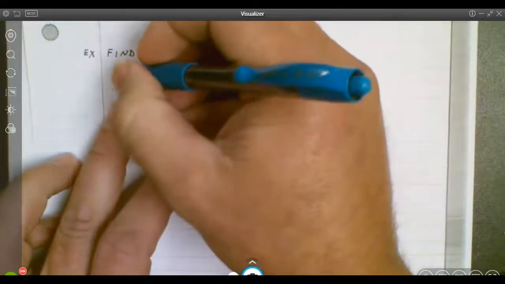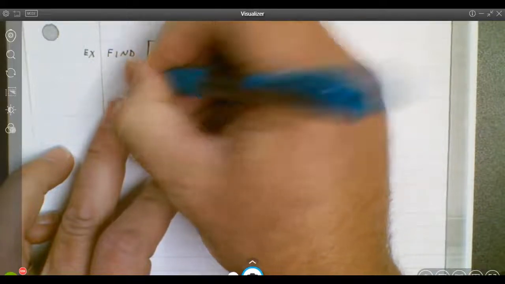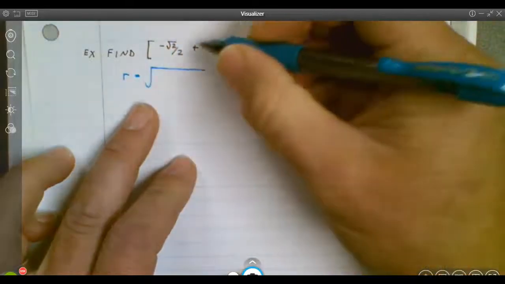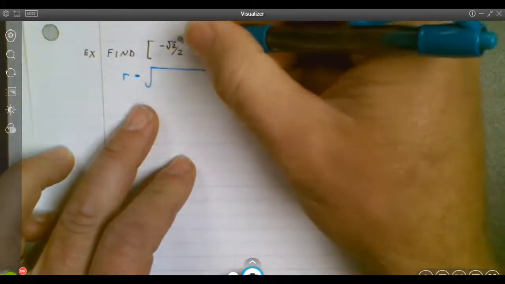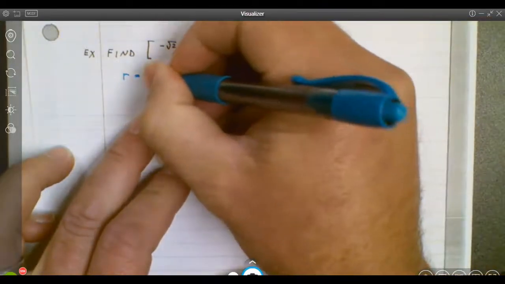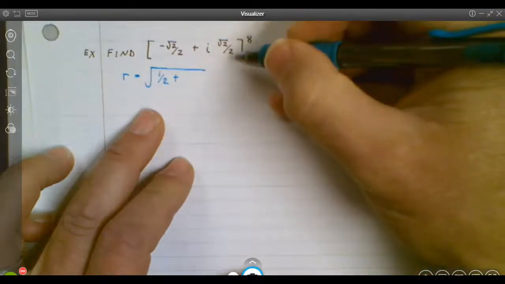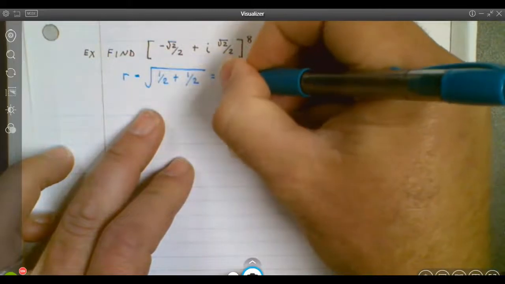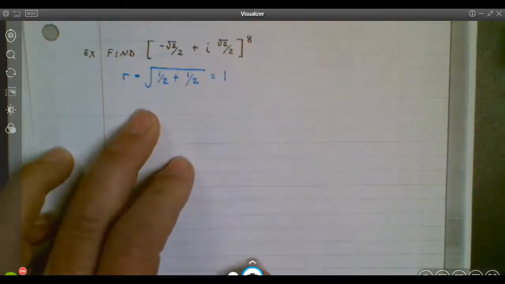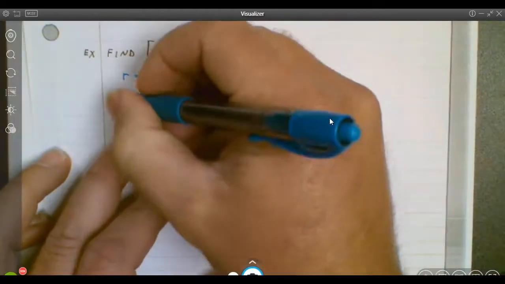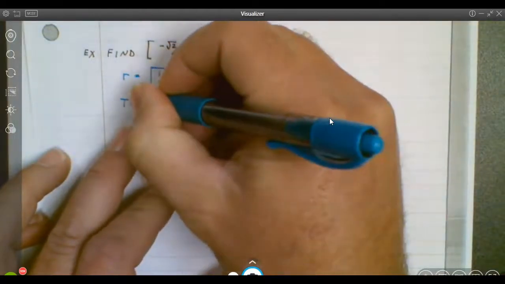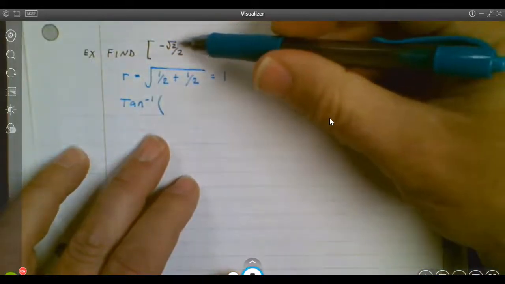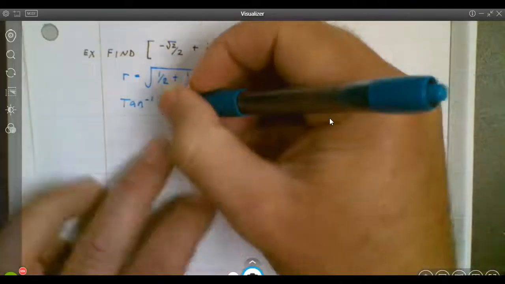So again, first things first, we're going to find my r value with the Pythagorean theorem. If I square this, it's going to become 2 over 4, which is 1/2, plus b squared would also be 1/2, which is 1, and the square root of 1 is 1. So there's a nice easy r value for us, just a value of 1. We need to find our angle with inverse tangent. So b over a. If I did this over this, you can see it's going to be negative 1.